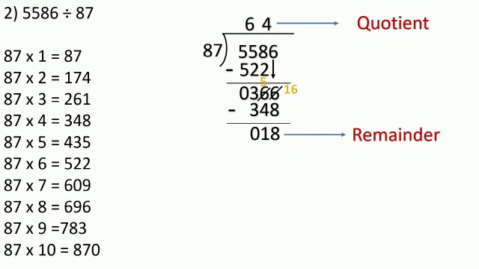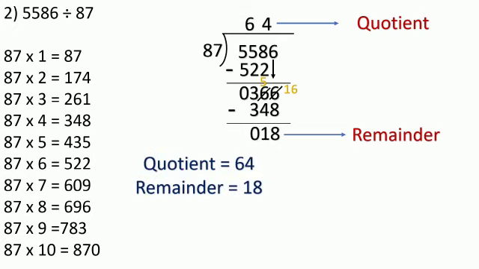But students, the main answer is the quotient. So 5586 divided by 87 is equal to 64 as a quotient. The quotient is equal to 64 and the remainder is equal to 18. So in this way students, you have to solve these division sums. Is that clear? The first important part is that you write the whole table of the divisor number, and then it will be easier for you to do the division. Is that clear?